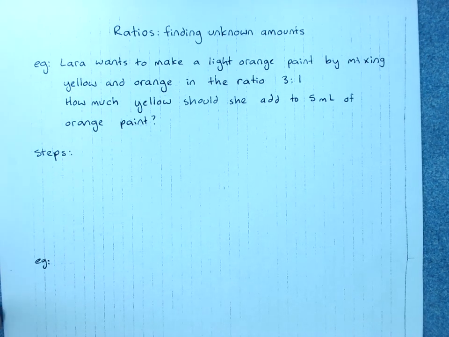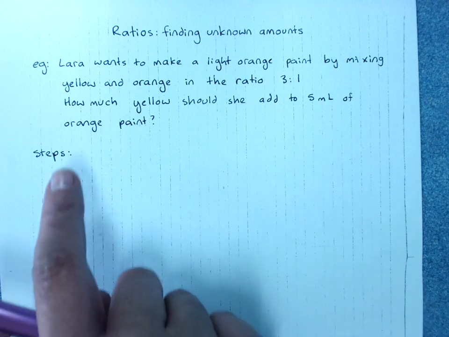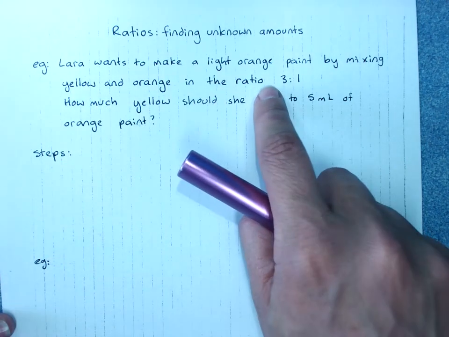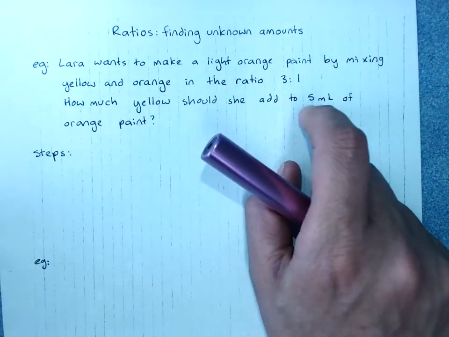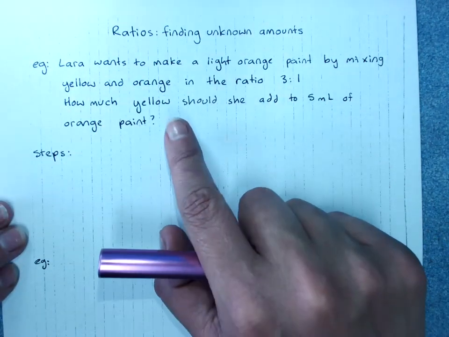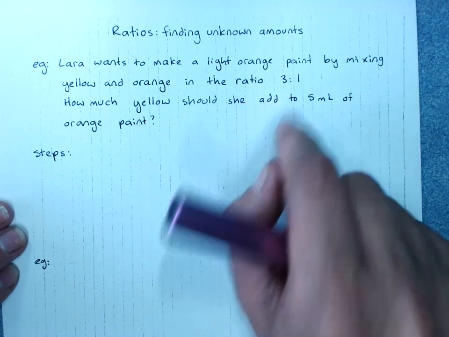Ratios, finding unknown amounts. For example, Lara wants to make a light orange paint by mixing yellow and orange in the ratio 3:1. So it's quite a lot of yellow compared to orange, so it'll be quite a light paint. How much yellow should she add if she's using 5 mils of orange paint?